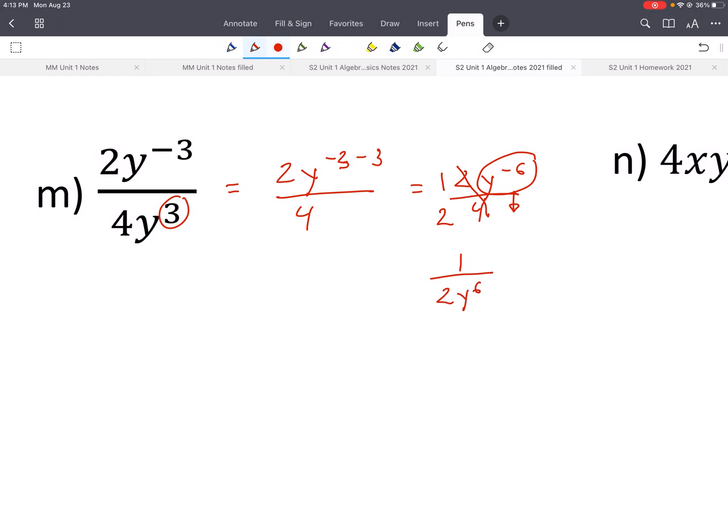Okay. Again, another way to do it is if you want to get rid of that negative first, move it to the bottom and change its sign. And then we can just add those exponents.